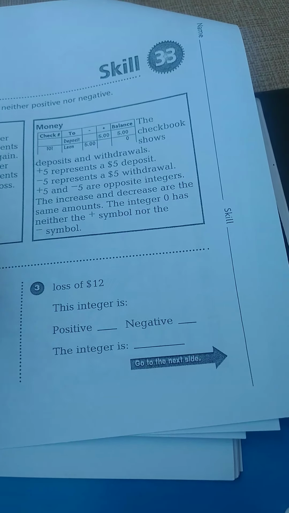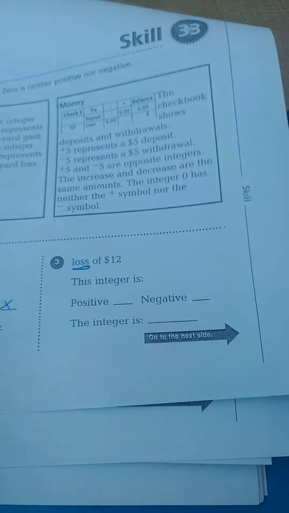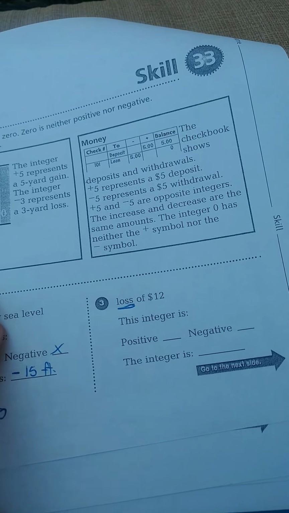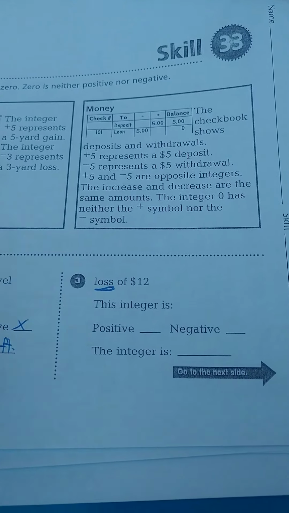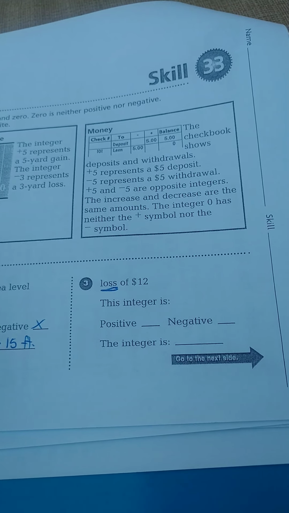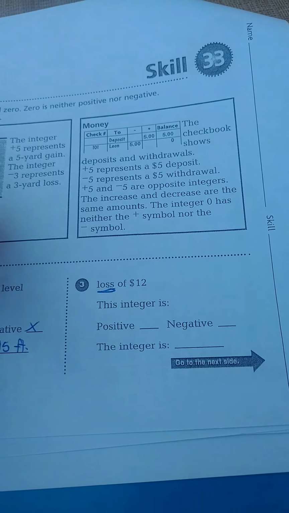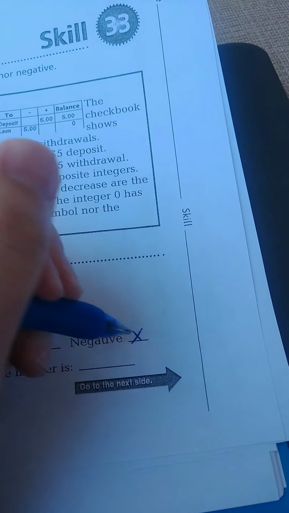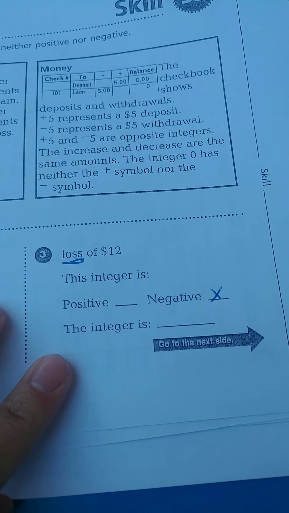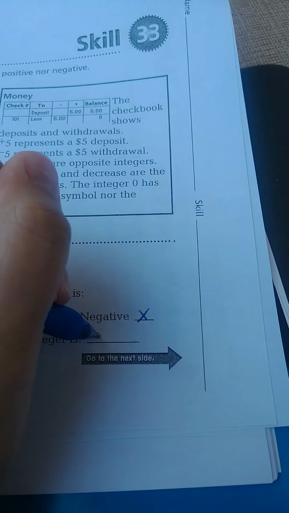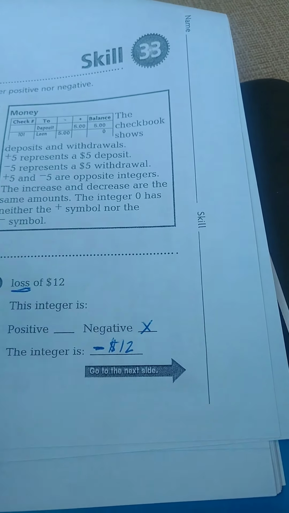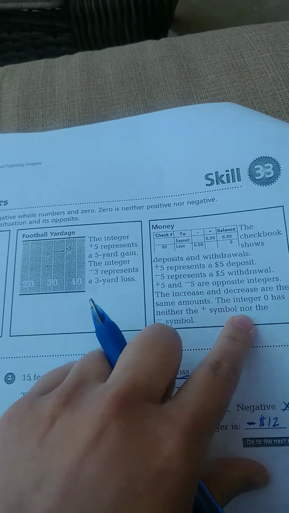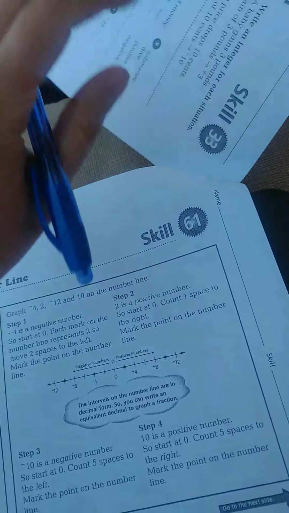So here, if it says a loss of $12, your keyword here is loss. Think of it in other words: if you're losing something, are you gaining or is it being taken away? Is it a positive or is it a negative? So loss of $12, this integer is going to be what? Right, negative. So we have a negative amount of $12. So the integer is negative $12. Okay, so again, here are prior examples. If you read through those, they might clarify some questions you might have.